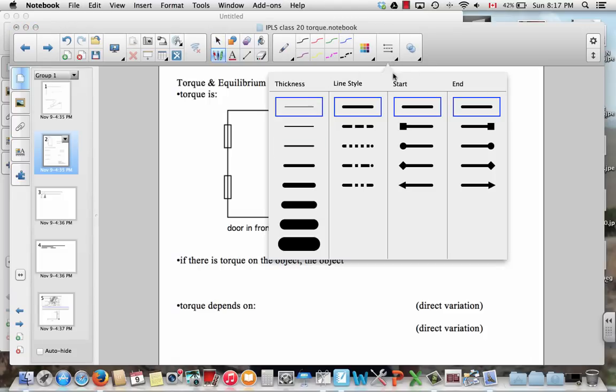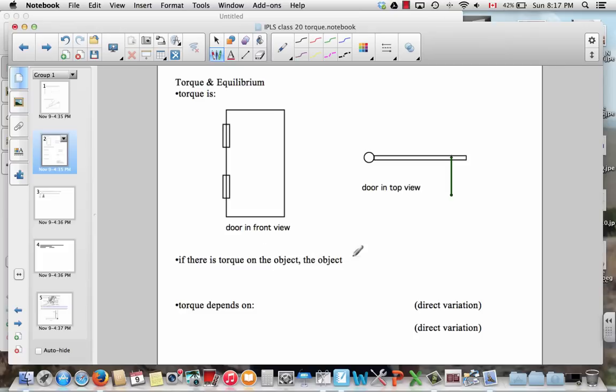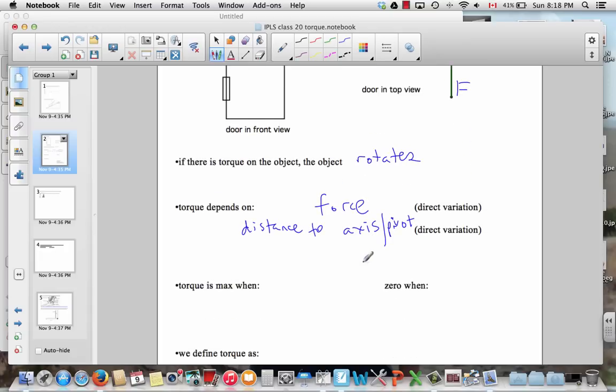The definition of torque, then, is that a torque on an object causes the object to rotate. Now, torque depends on the amount of force that you're applying, and it varies directly with that, but it also depends on the distance at which that force is applied from the axis of rotation, which in this case is the axis of the hinges. In some cases, we will call that a pivot point. In some cases, we'll call it an axis of rotation. So torque depends on a force and on a distance, and it varies directly with both of them.